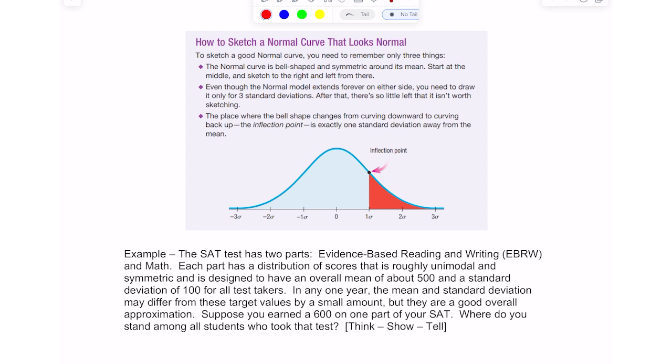Here's a little helpful table that shows how to sketch a normal curve. You want to remember that when you're sketching normal curves, it should be bell-shaped and symmetric around the mean. The mean should be in the center. And even though the normal model extends forever on either side, we only go out to 3 standard deviations on either side because anything after that has such a low probability or percentage. It's basically 0%, so it's not really worth it to go beyond the 3 standard deviations on either side.